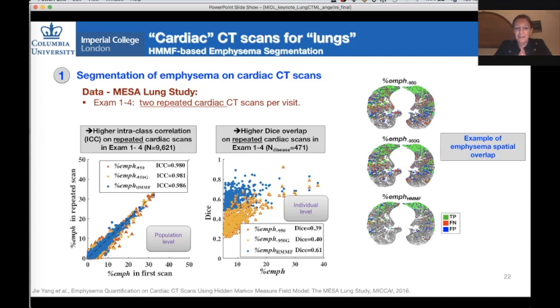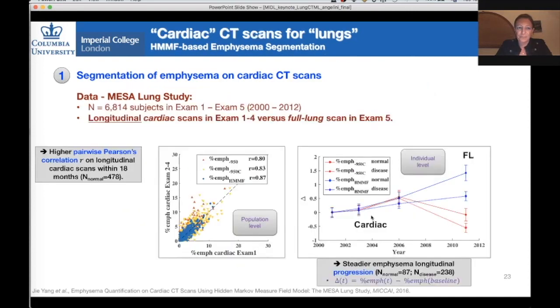But if you look at the individual level, at the dice overlap, so really pixel-wise overlap of what you have segmented in the repeated scans, then HMMF made a big difference and led to a very significant improvement of the dice value compared to thresholding. This is illustrated here on overlapping maps of emphysema voxels segmented using thresholding with Gaussian filtering, and here the HMMF, where you almost see only green, true overlap pixels, and very little disagreement.